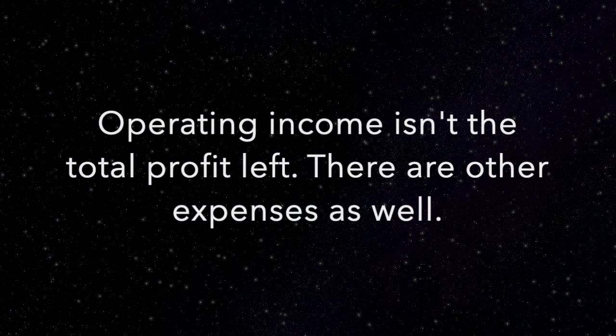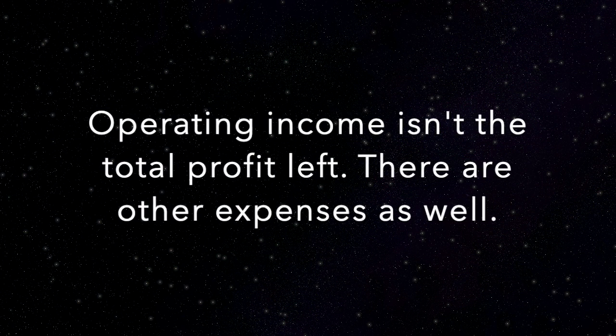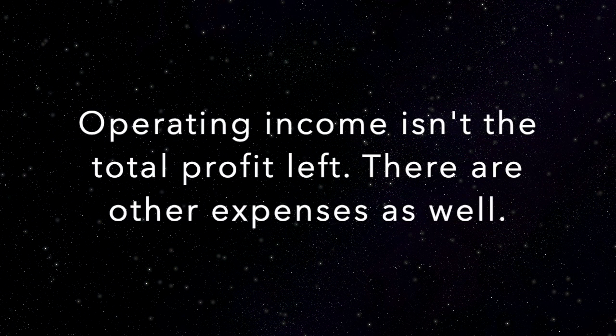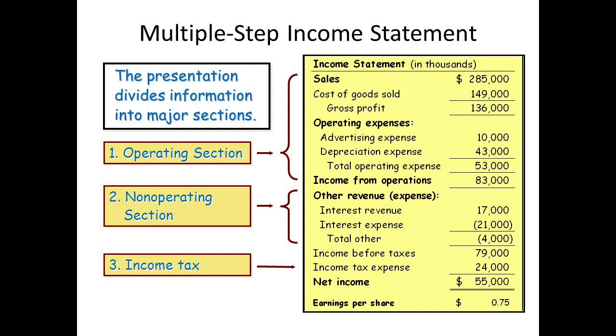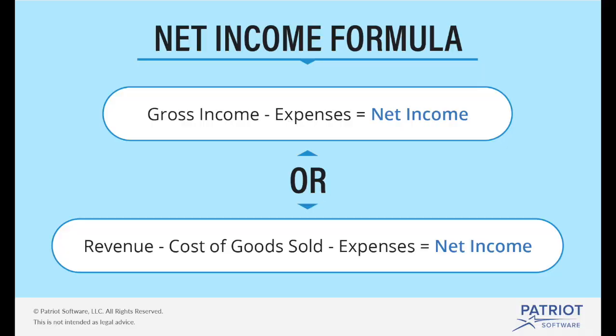Now that we've talked about operating income or loss, we have to understand this isn't the total profit left. Like gross profit, we also have to take some money out of this for other random expenses like interest expense, taxes, and other things that randomly come up. So we have to subtract these from our operating income or loss. After we do this, we get net income. This is the total profit actually made.